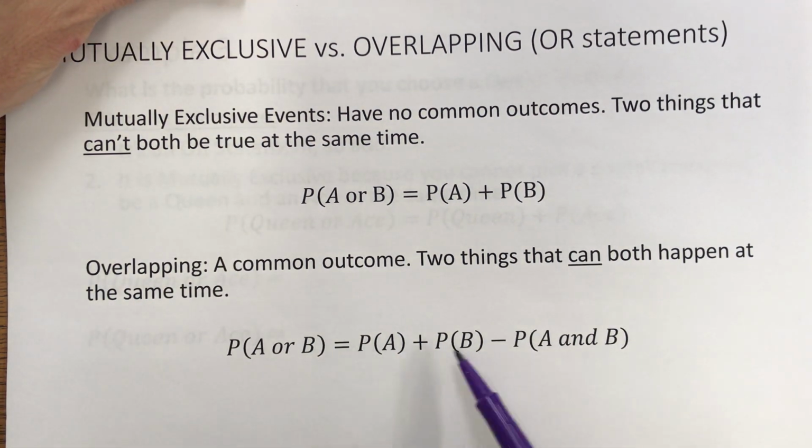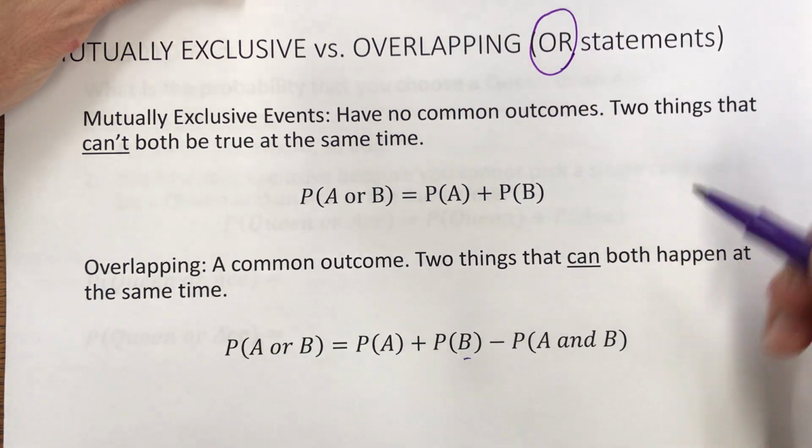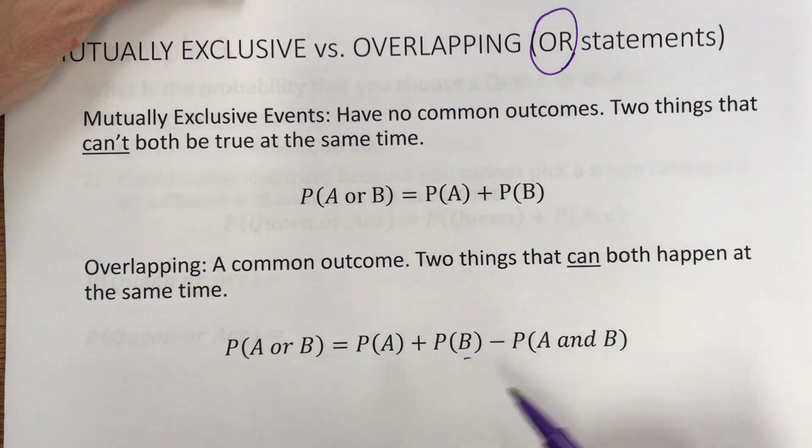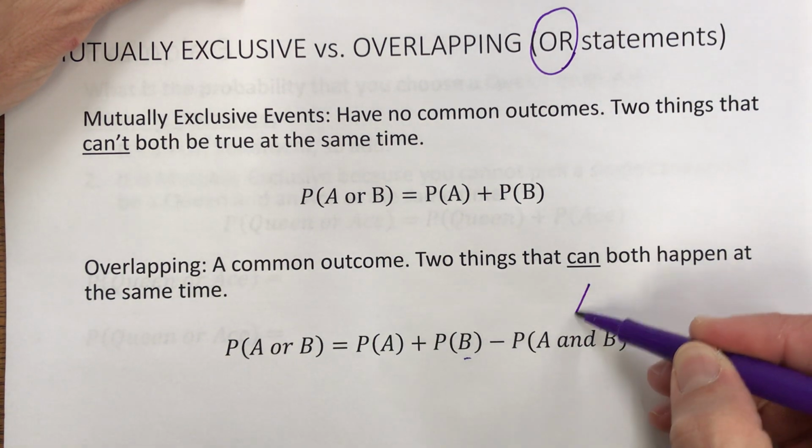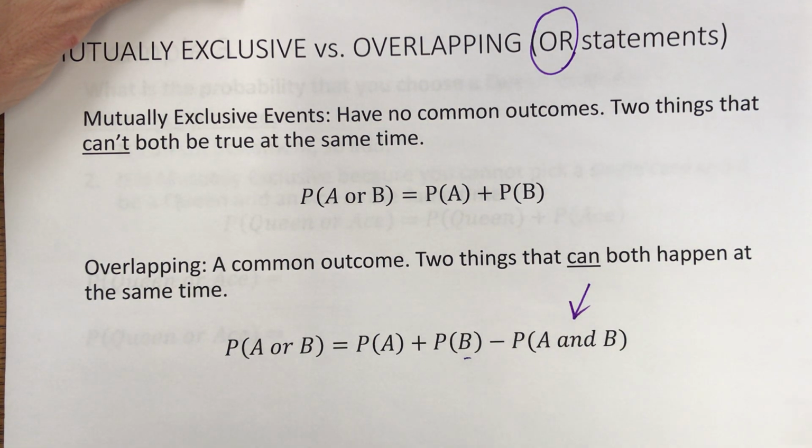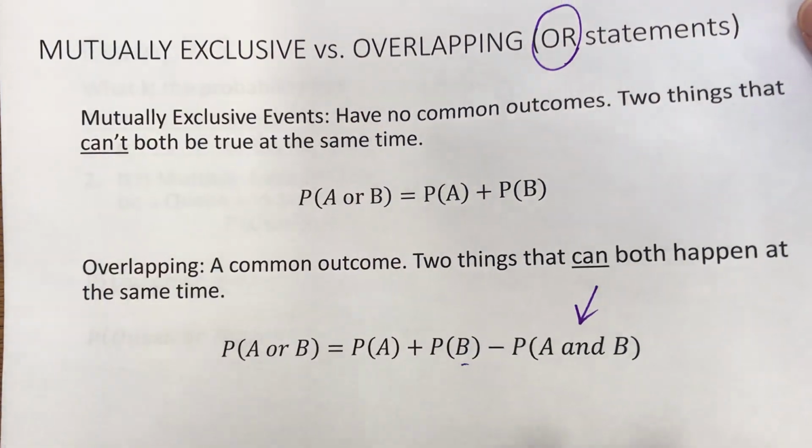Notice that you're going to add together, because this is an or statement, but we never want to count the overlap twice, and that's why we have this subtraction right here. So let me show you some examples to help you understand.